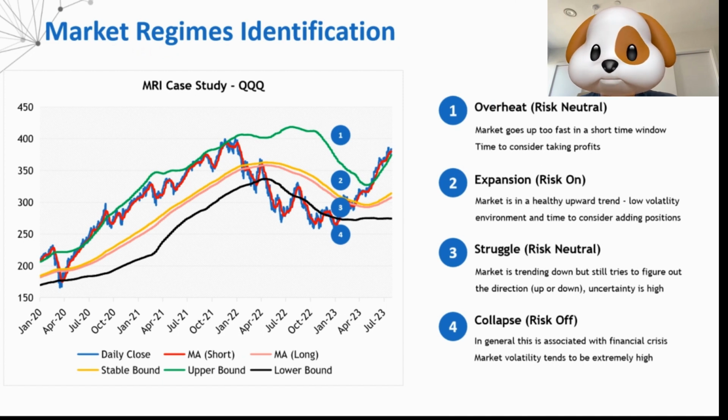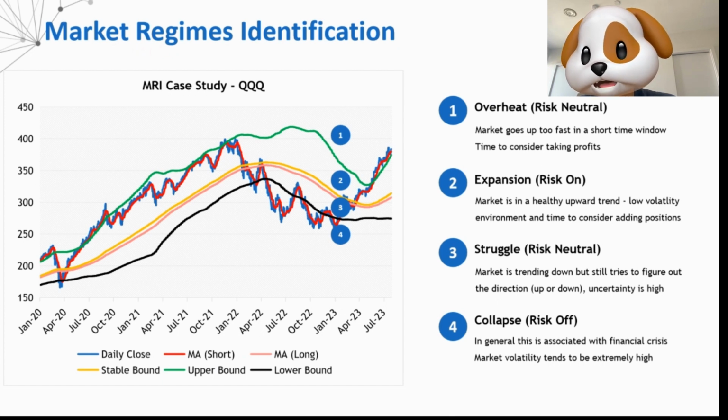Regime 3 is the struggle phase. The market gets tricky here and the trend tells you that the market is going down. However, it's still too early to tell if the market is really going into a downturn or not. So under this regime, it's better to stay conservative and decrease the leverage if possible.